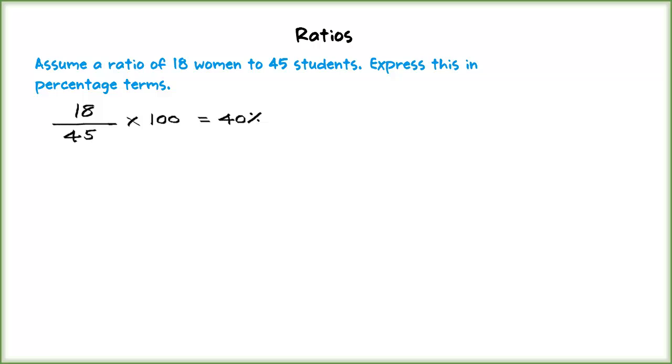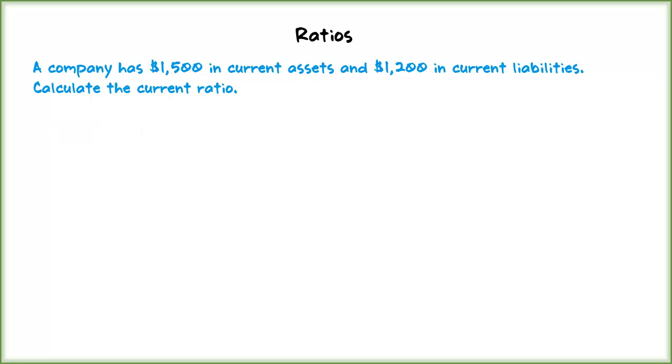In accounting, ratios are primarily used to compare one value in relation to one other. This is common while analyzing the financial statements of a company to determine its financial health. Consider the example where a company has $1,500 in current assets and $1,200 in current liabilities. Based on this information, we can calculate the current ratio, which is the relationship between current assets and current liabilities, and is the most common measure of a company's liquidity position.